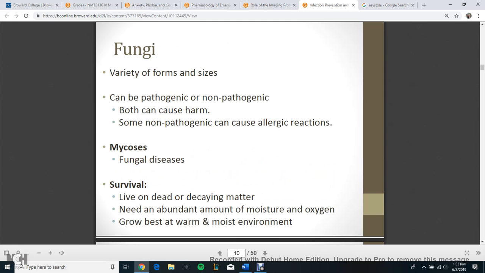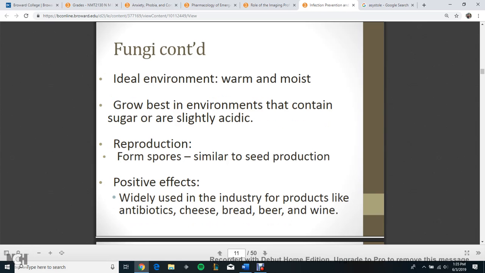Fungi. Variety of forms and sizes. Can be pathogenic or non-pathogenic. Both can cause harm. Some non-pathogenic fungi can cause allergic reactions. Mycosis, a fungal disease. Survival: they live on dead or decaying matter and need an abundant amount of moisture and oxygen. They grow best in a warm and moist environment.